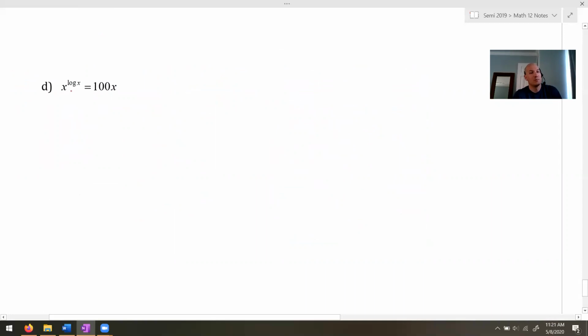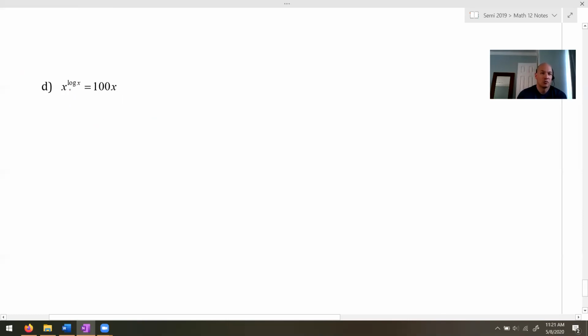This looks really intimidating. In fact, the fact that you've got x in the base, you've got log x, and then you've got 100 times x, seems like too many x's and almost seems undoable. Take a second and see if you can actually work this one out, because it's quite satisfying if you can. Maybe pause the video and give it a shot. If you're completely stumped, well, I'll just show you.